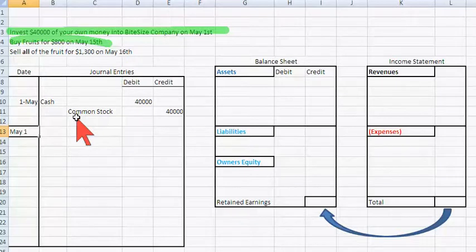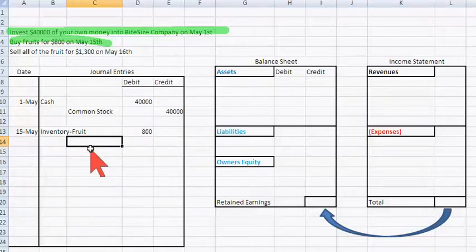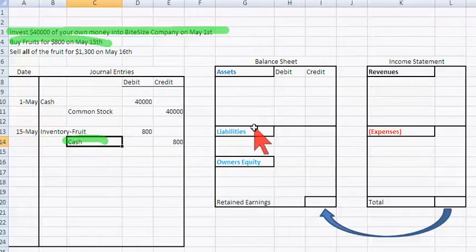So May 15th, what we get is inventory of fruit for $800. Anytime we add an asset, it's always a debit, $800. And we credit, since we paid for it cash, $800. If we had paid on credit, this cash would be accounts payable, and instead of being an asset up here, it would be a liability down here. But right now, we paid cash.